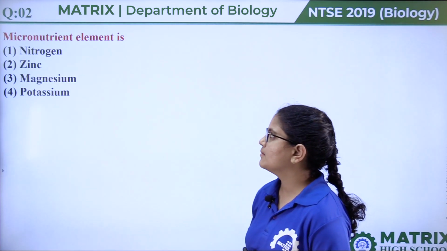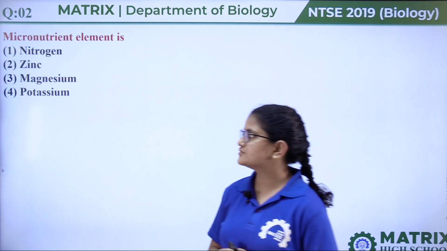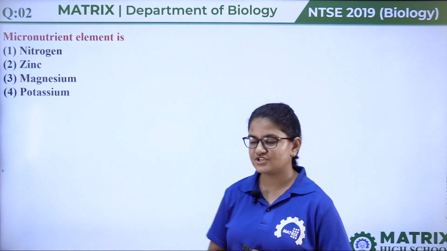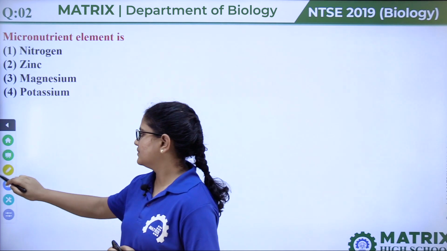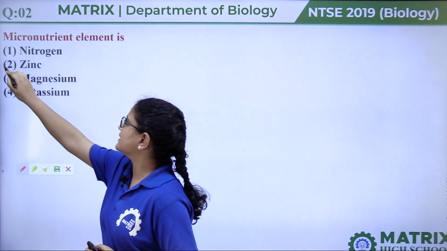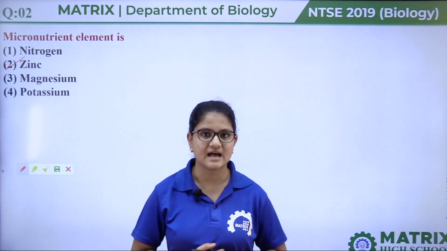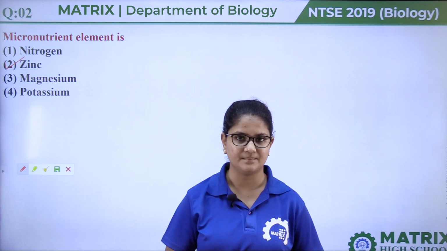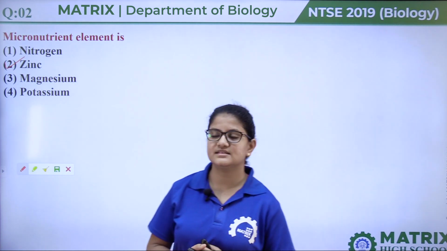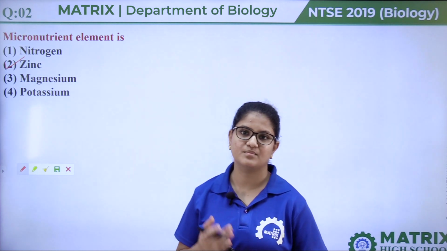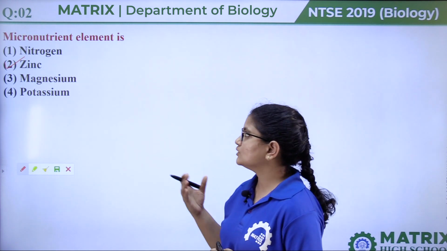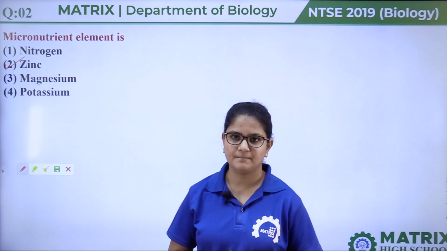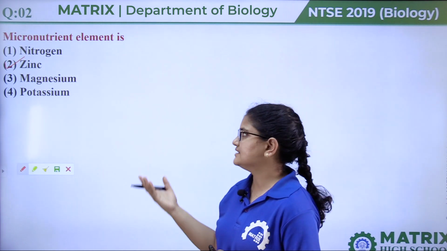Next question is, the micronutrient element is option 1 nitrogen, option 2 zinc, option 3 magnesium and option 4 potassium. Its answer is zinc. Micronutrients are the nutrients which are required in less quantity. It is also given in the NCERT of class 9th in the chapter Improvement in Food Resources. So they are required in less quantity. It includes chlorine, molybdenum, iron as well as zinc.